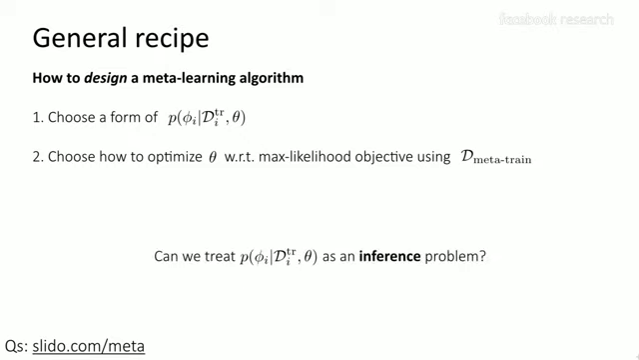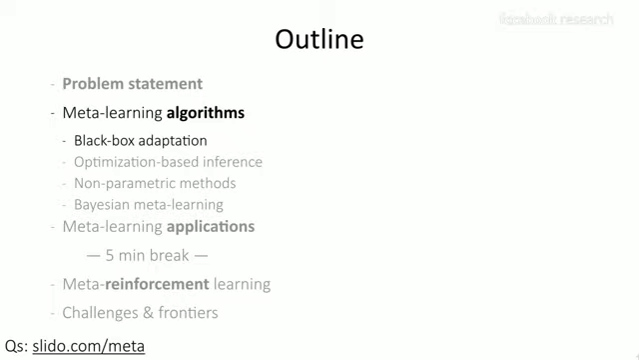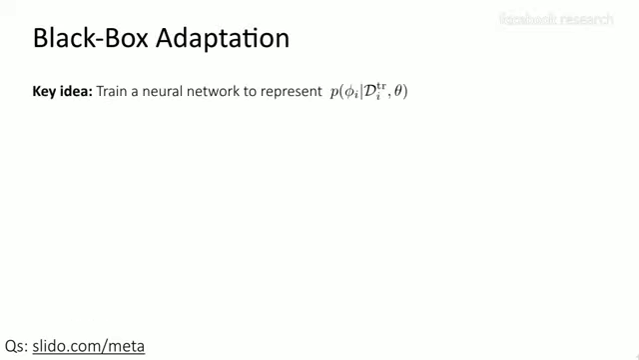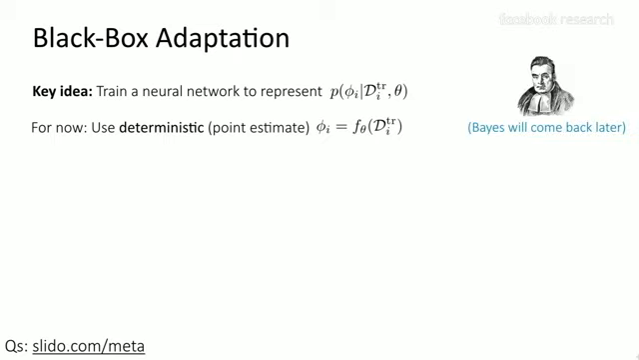And so you can ask, well, can we just treat this as an inference problem? In particular, neural networks are quite good at inference, so maybe we can just use a neural network to represent this function itself. And that's exactly what the first approach will be. So this is what we'll refer to as black box adaptation approaches. And the key idea is for a neural network to represent this function that outputs a set of parameters given a data set and a set of meta-parameters. And for now, we're going to be using a deterministic or point estimate of this function, which I'll denote as f theta. And of course, we'll get back to Bayesian methods a bit later.